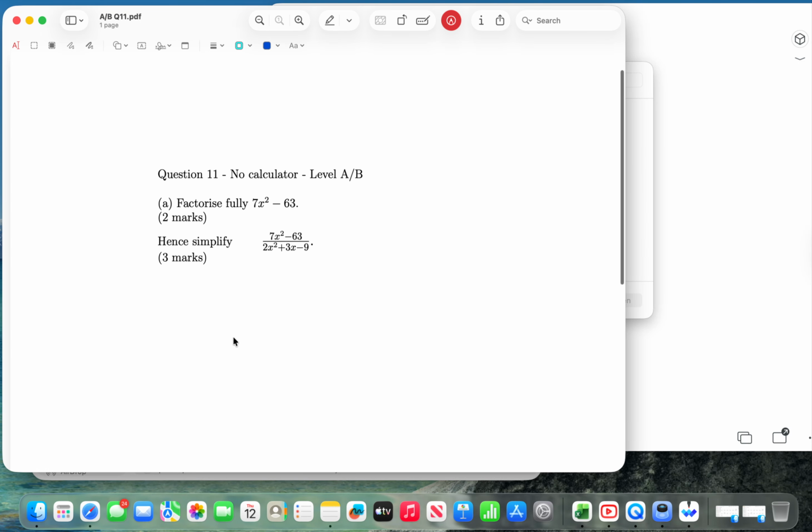Question 11. We have to factorise 7x squared minus 63, and this is part A. So the first thing we can think about is there's three types of factorisation, or three techniques that you need to know at National 5. You check for all of these in order. So the first thing you check, is there a common factor? Now, 7 is a factor of 63, so we can take out 7 right away.